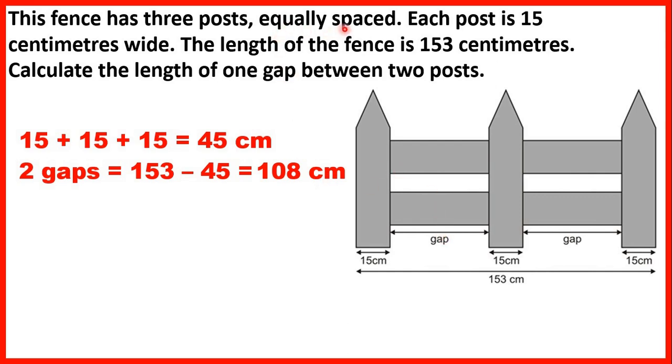We know that they're equally spaced. So to find the length of one gap, we can divide 108 by 2. Because if 108 is the length of 2 gaps, to find the length of one gap, we need to find half of 108. And we might need to use short division for this, but we'll get 54 centimetres as the length of one gap. And then we can check 15 plus 54 plus 15 plus 54 plus 15 should total 153.